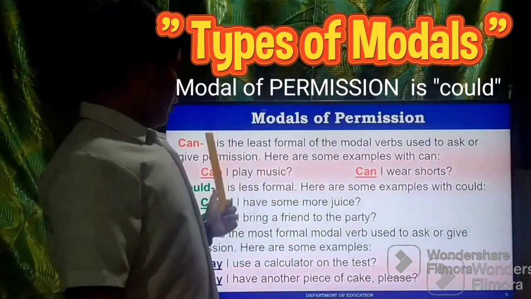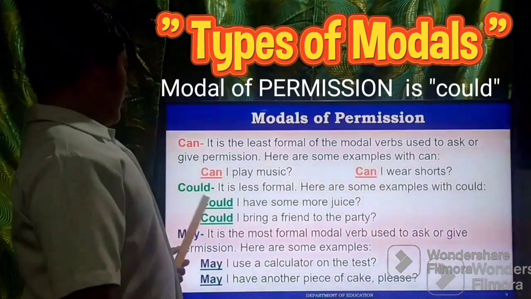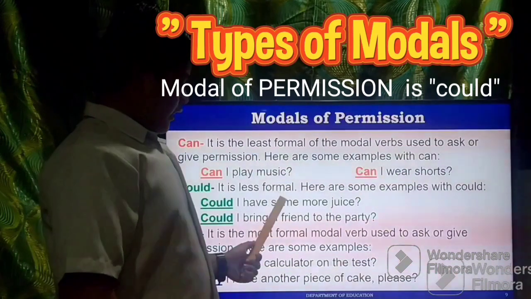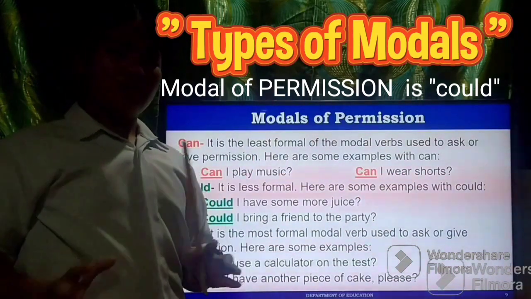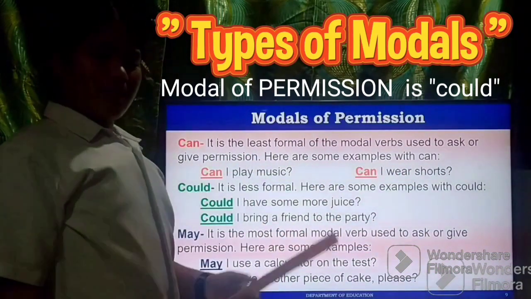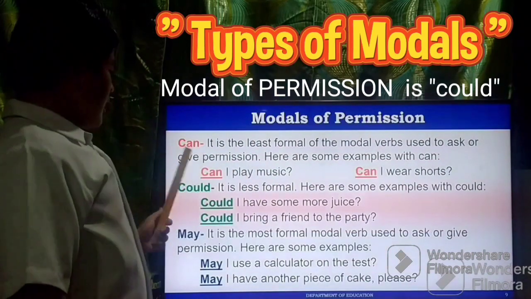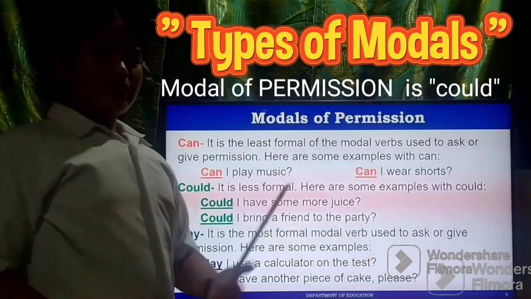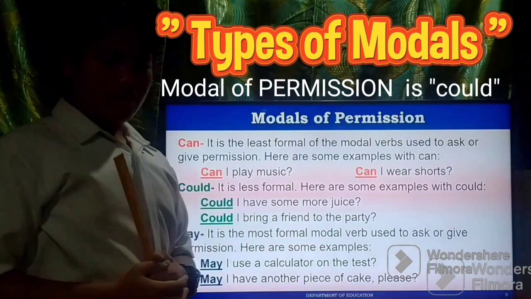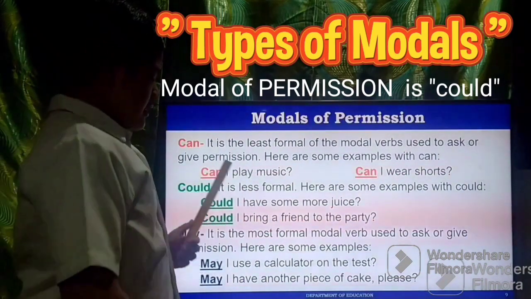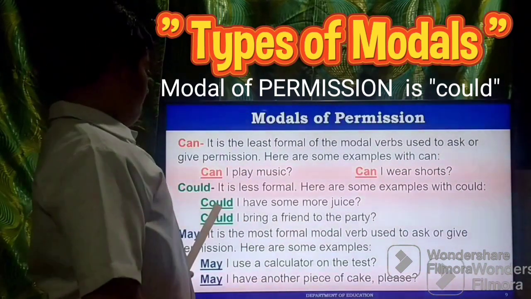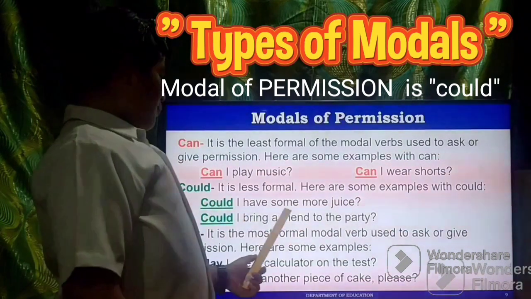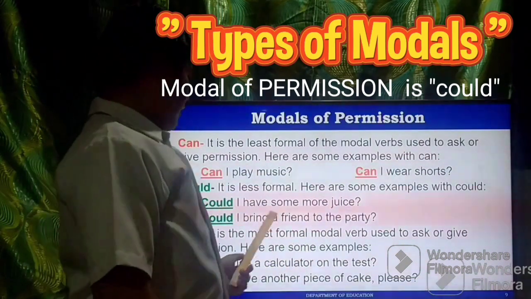The next modal is could. Could. It is less formal. So, if you're going to compare the degree of formality between the modal can and could, could is used in less formal situations, as reflected in the situations below. Could I have some more juice? Could I bring a friend to the party?